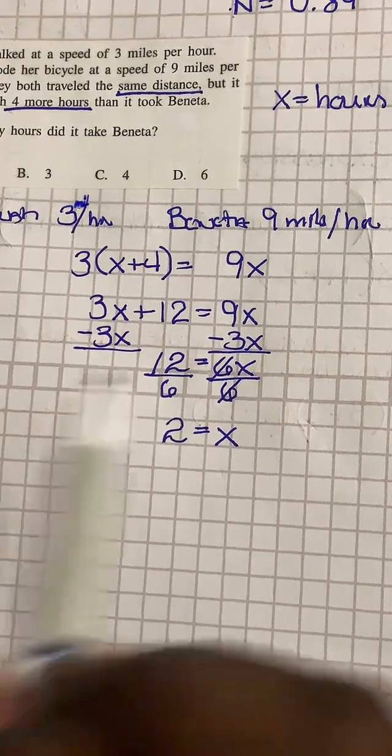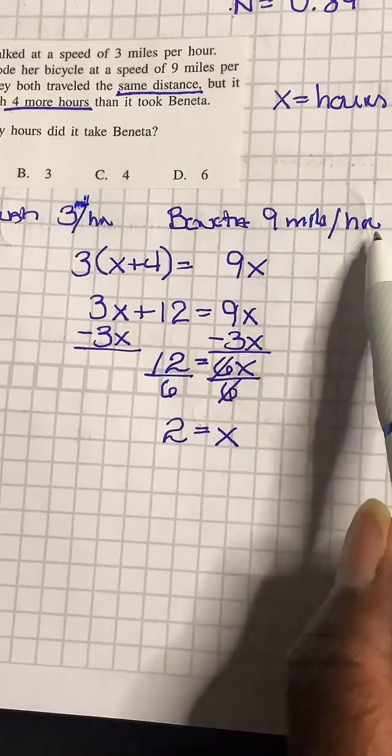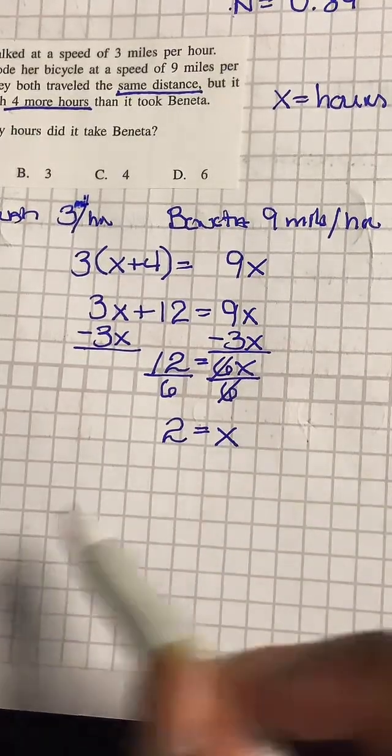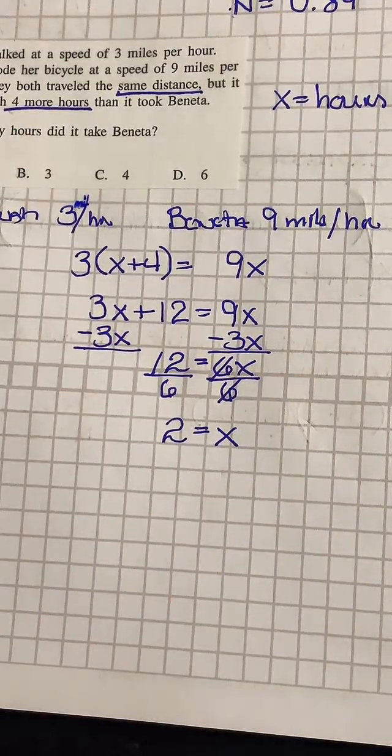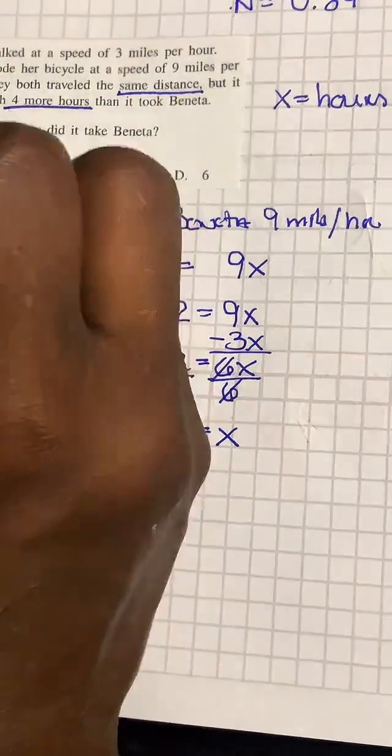Okay? So and we're just looking at Benita. So since she was 9 miles per hour, we're looking at how many hours Benita took. And like you guys said, there was 18, right? So 18 divided by 9 will give you your 2.